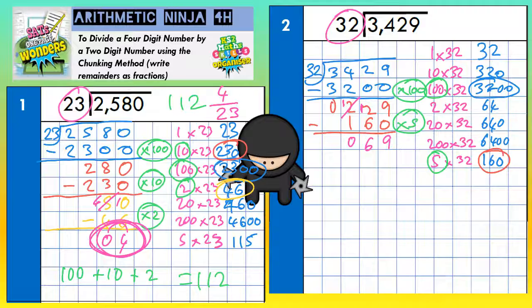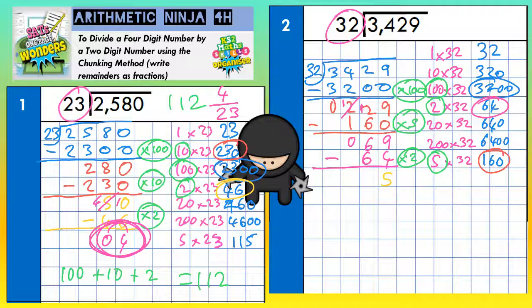Now if we check again, the next biggest number we can take away is 64. So we're going to take away 64. You can see where this is leading probably. That 64 is a chunk of 2 32s. So pop a little times 2 at the side. And obviously what's going to happen now is that 69 take away 64 is going to leave you with just 5. And we can't take any more 32s off just 5.